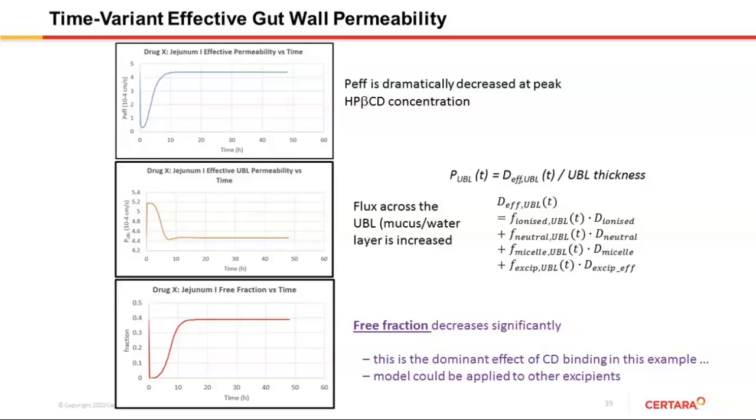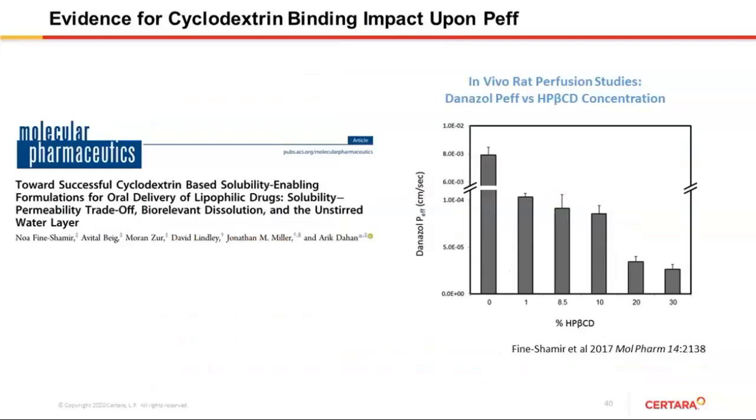In terms of flux across the mucous water layer, this is actually increased because of the higher loading, because the drug bound to the excipient can also traverse this layer. But the major mechanism underlying this is a change in the free fraction, which you can also see bottom left here. So the dominant effect in this study is the free fraction is hugely decreased, and that's reflected in the Peff at the top. And this model could also be applied to binding to other excipients.